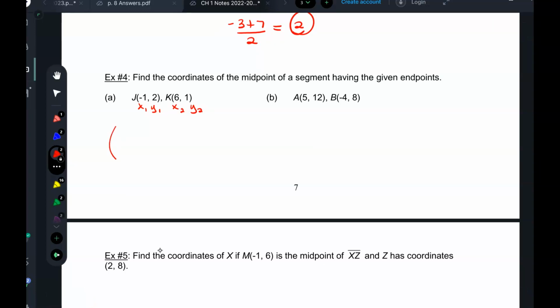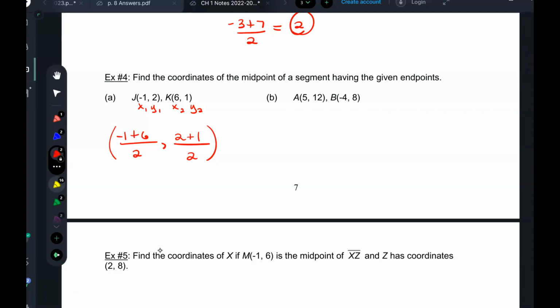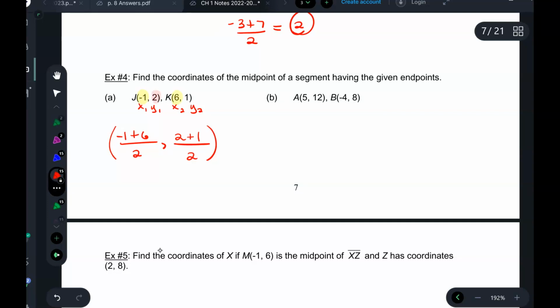So this one we're going to add the 2. So I'm going to do big parentheses. Okay. And what do I want to do? I want to average x1 and x2. So I'm going to have a -1 plus 6 divided by 2. It's an ordered pair as my answer. So I need to have parentheses and a comma. And then y2 and y1. So 2 plus 1 divided by 2. Okay. So I'm combining, here, let me highlight, I'm combining the -1 and the 6. And then I'm combining the 2 and the 1 and averaging them.